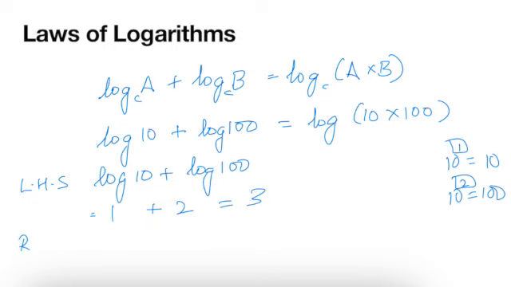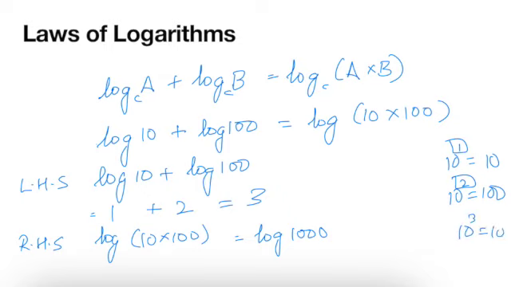And let's take RHS. RHS says log 10 into 100, which is nothing but log 1000. We know that 10 cube is equal to 1000. So the answer to this logarithmic function is 3. So we see that LHS is equal to RHS. So we have seen an example of this rule.